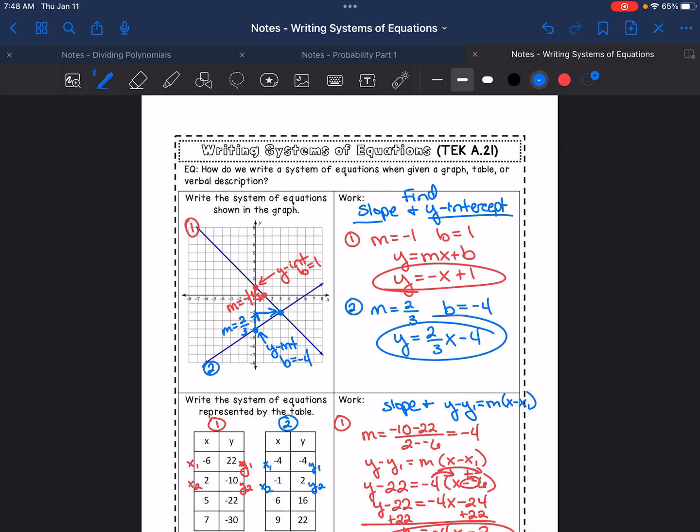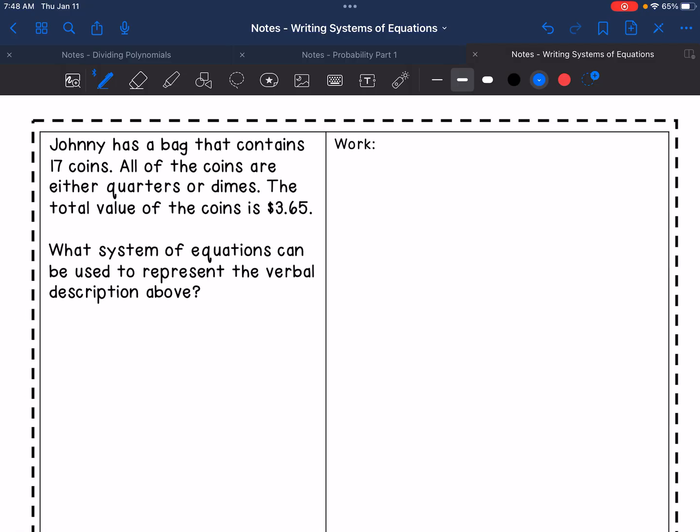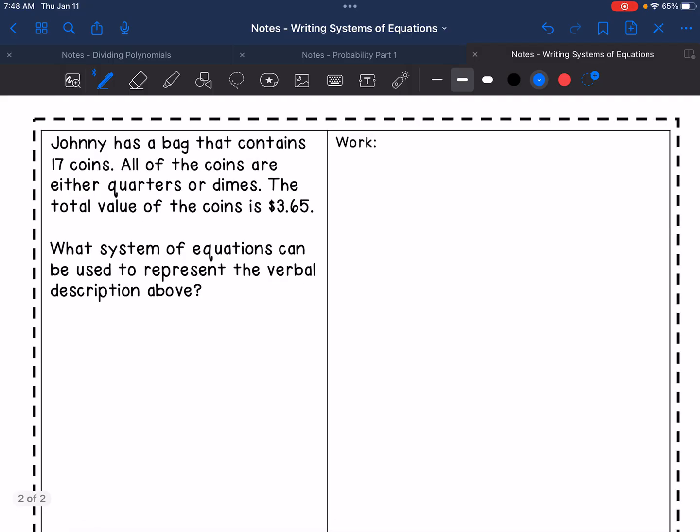All right, now we're going to talk word problems, and I know we dread those, but they're not that bad. The first one says, Johnny has a bag that contains 17 coins. All of the coins are either quarters or dimes. The total value of the coins is $3.65. What system of equations can be used? So we have a total of 17 coins.